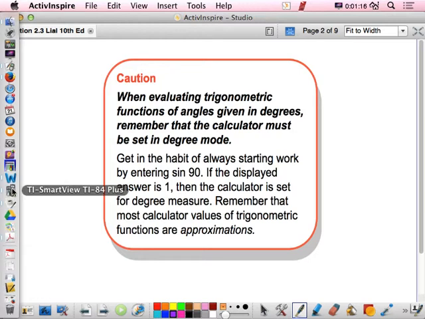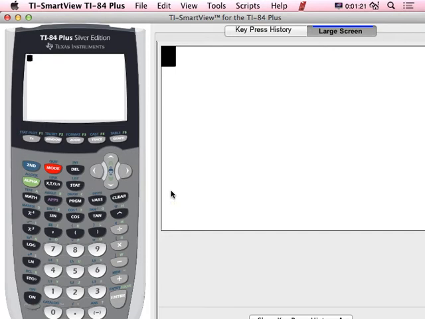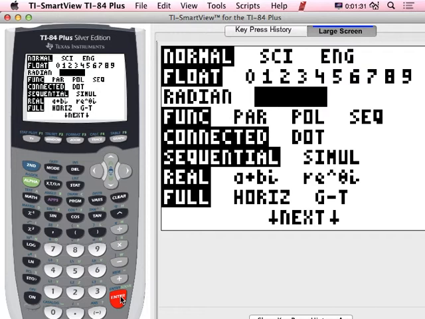So, if I pull my calculator up right here, and I go to mode, we want to go down, I'm in radian mode right now, so I'm going to go down here and I'm going to get on top of degree mode and hit enter to toggle over to degree mode. Does everybody know how to do that?